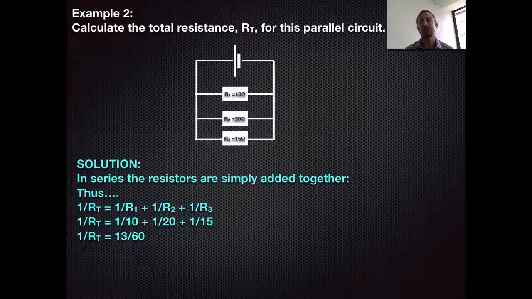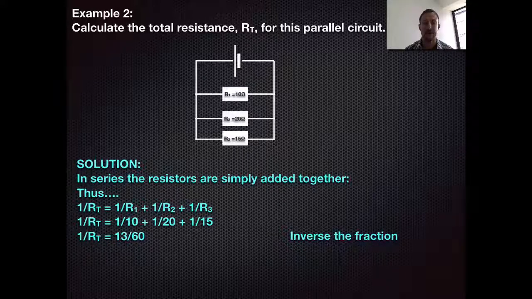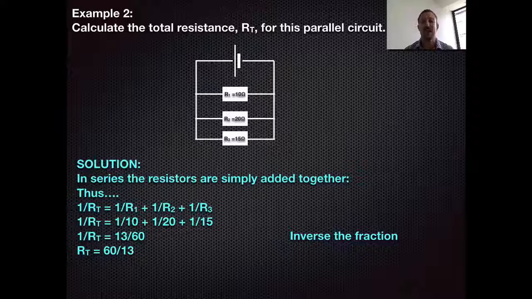Now that's simply done on your calculator. But the key thing is that the answer is not 60. This is a problem that I've noticed with a lot of students: they forget that it's 1 over RT that equals 13 over 60. So what I've got to do is inverse the fraction. As a result, RT will equal 60 over 13. You can do this just by hitting the x to the negative 1 button, your inverse button on your calculator, or you can do the algorithm very simply. As a result, RT will equal 4.6 ohms.